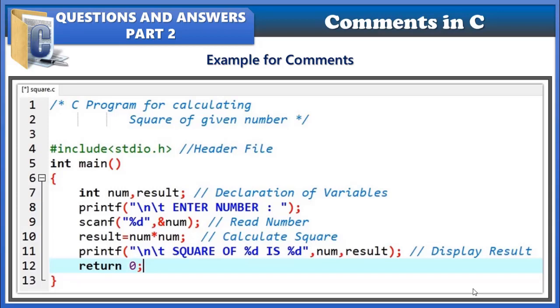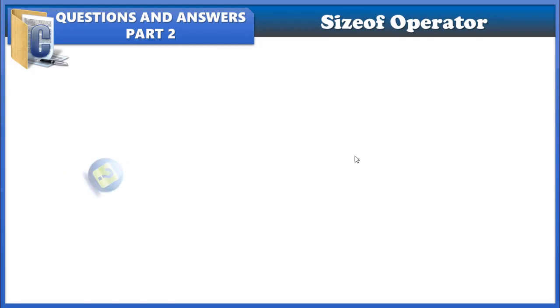After the header file stdio.h, we have mentioned the purpose of that particular instruction using a single line comment, header file. At the declaration of two variables num and result, we have also used a comment to show the purpose of this line, that is, declaration of variables. After scanf, we have used a single line comment to give the purpose of this particular statement, that is, read number. And while calculating result, we have used a comment once again to show the purpose, that is, calculate square, and so on. So this is about the comments in C.